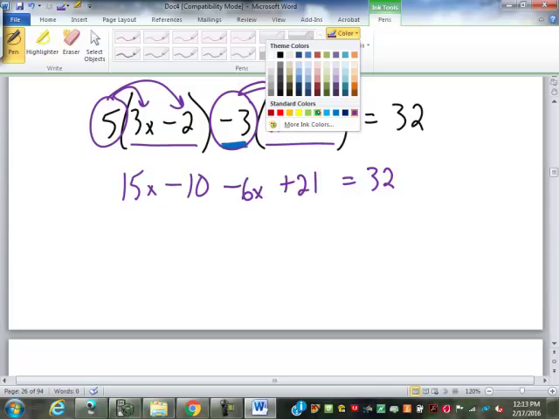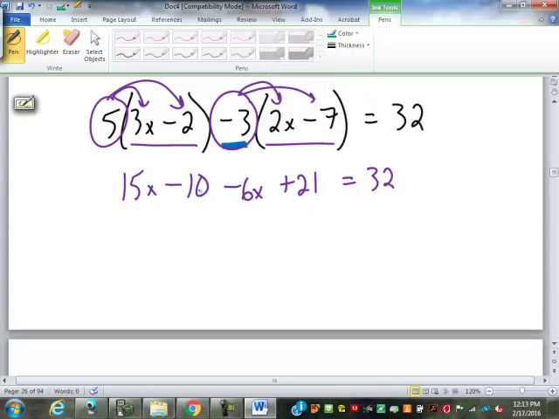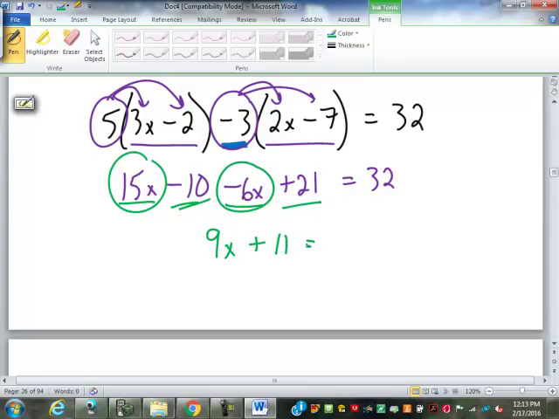Now we're not going to solve this all the way. I'm just going to combine here, and I'm going to trust you guys can take it the rest of the way. 15x minus 6x is 9x. -10 and +21 is +11 equals 32. And I'm going to trust you guys can take it from there to get your 2 1/3.